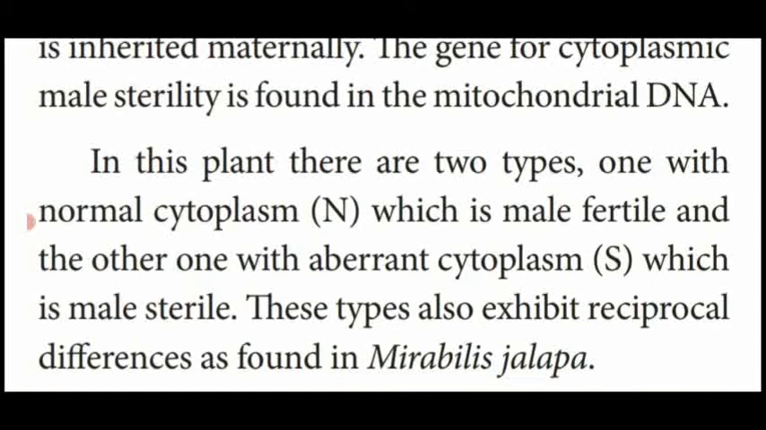So this maize plant is also of two types. One with a normal cytoplasm, denoted as N, which is male fertile. That means it takes part in the reproduction with a normal cytoplasm. Another one is the aberrant cytoplasm, S, which acts as male sterile. That means it is not a proper cytoplasm, so they are unable to reproduce. That means unable to take part in the reproduction. That is said to be male sterile.